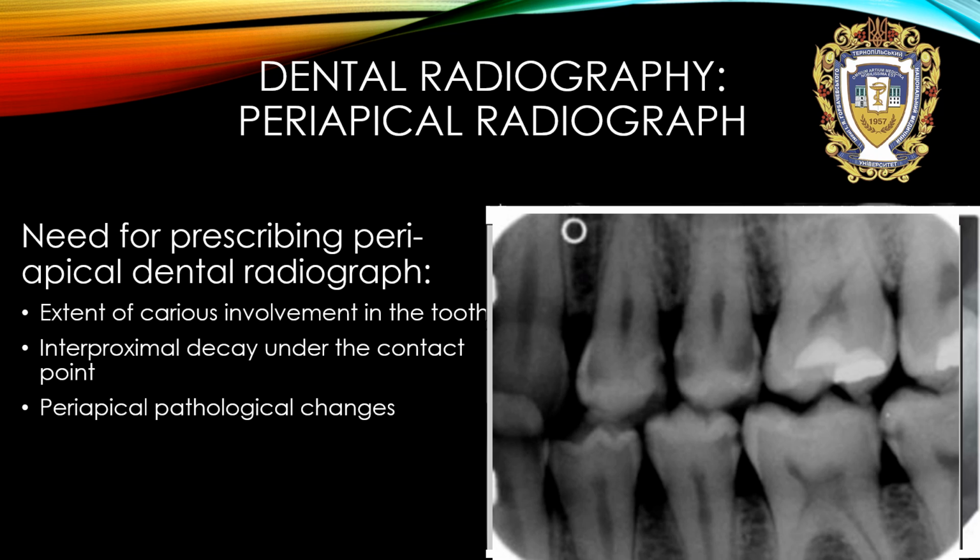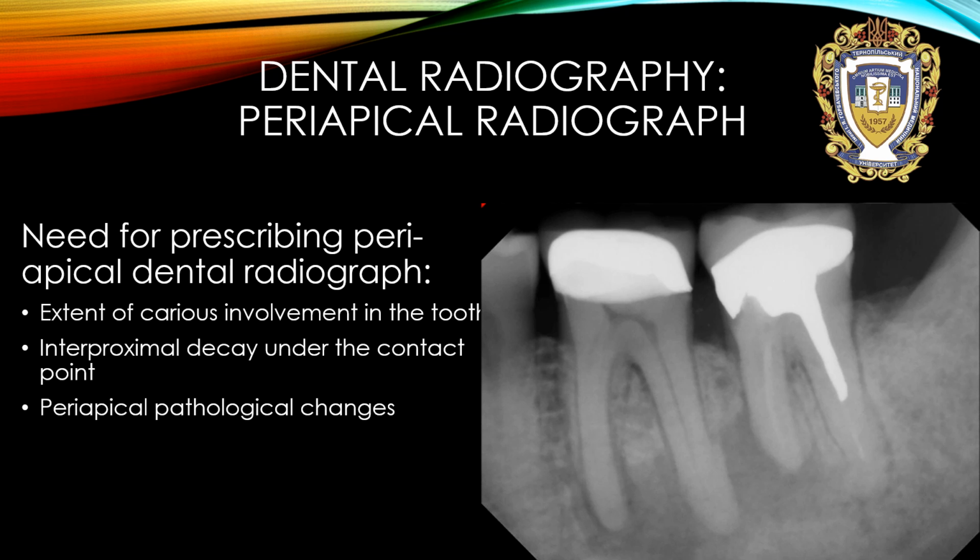Another reason to take periapical dental X-rays is to look for periapical pathological changes. As you can see, the patient has a big periapical cyst. The reason is unsatisfactorily treated mesial canals in tooth number 3-7.